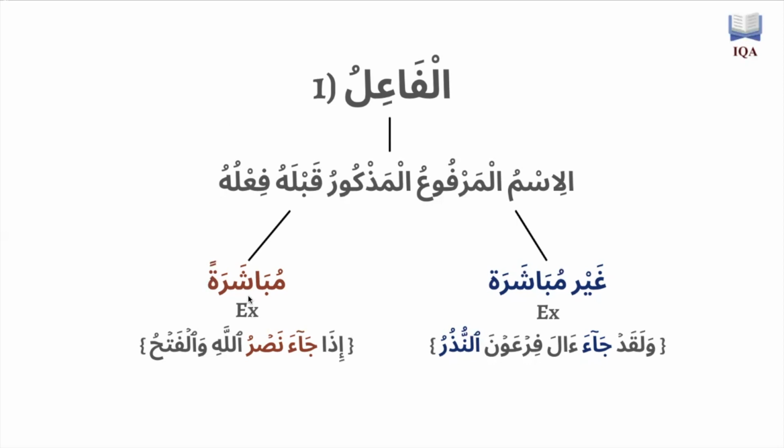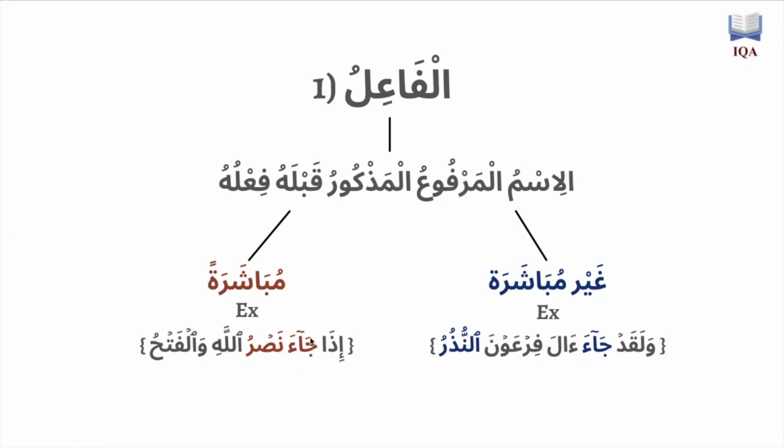مباشرة means that it's directly mentioned before it. The فعل, the verb of the fa'il, the verb of the one doing the action, is mentioned directly before it. Like in the verse, إِذَا جَاءَ نَصْرُ اللَّهِ, when the help of Allah comes. So, جَاء is a verb. Who's the one who did the action of جَاء, of coming? نصر. Why? Because نصر is an ism. It's مرفوع. نصر. مذكور قبله فعله. Mentioned before it is its verb, which is جَاء. Not only is it mentioned before it, but it's mentioned مباشرة, directly before it.